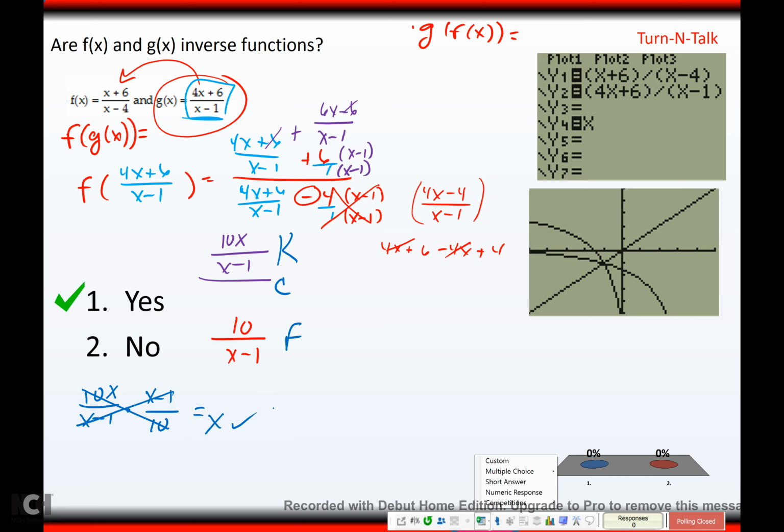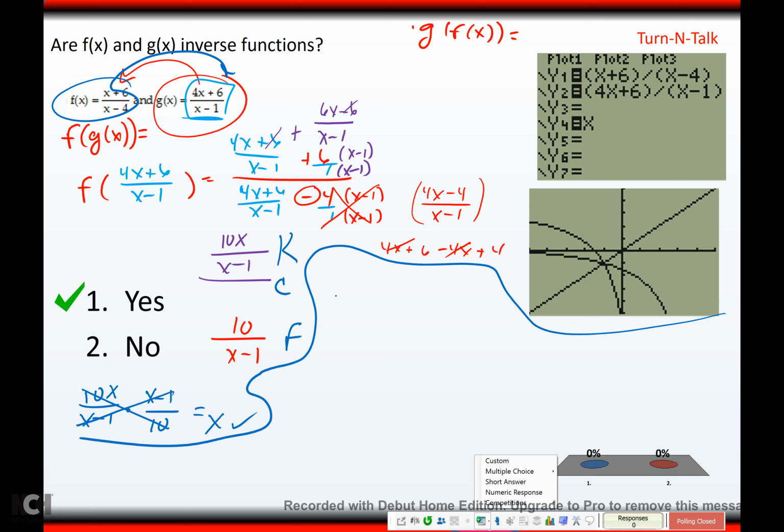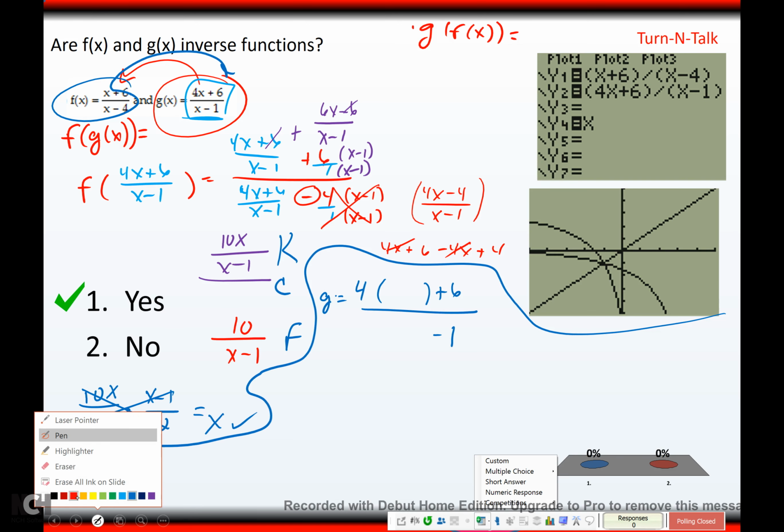So now I have to check g of f of x, which I did not leave myself much room for. That was really stupid, Tamsin. See if I can fit it in down here. Alright, so I'm going to take f and plug it into g. So my g function says 4 times whatever you brought plus 6 over whatever you brought minus 1. And I brought the f function, and the f function is x plus 6 over x minus 4.